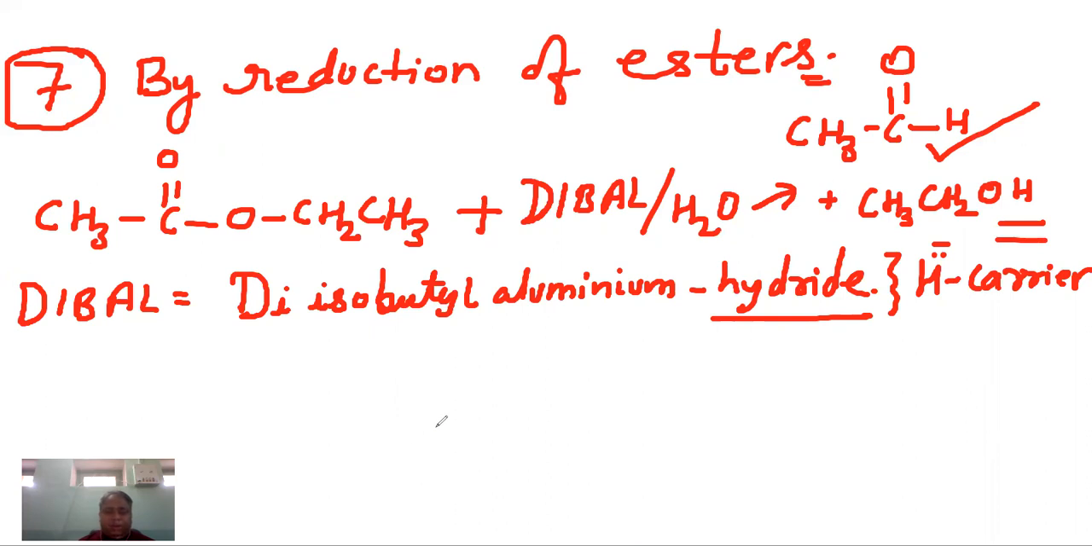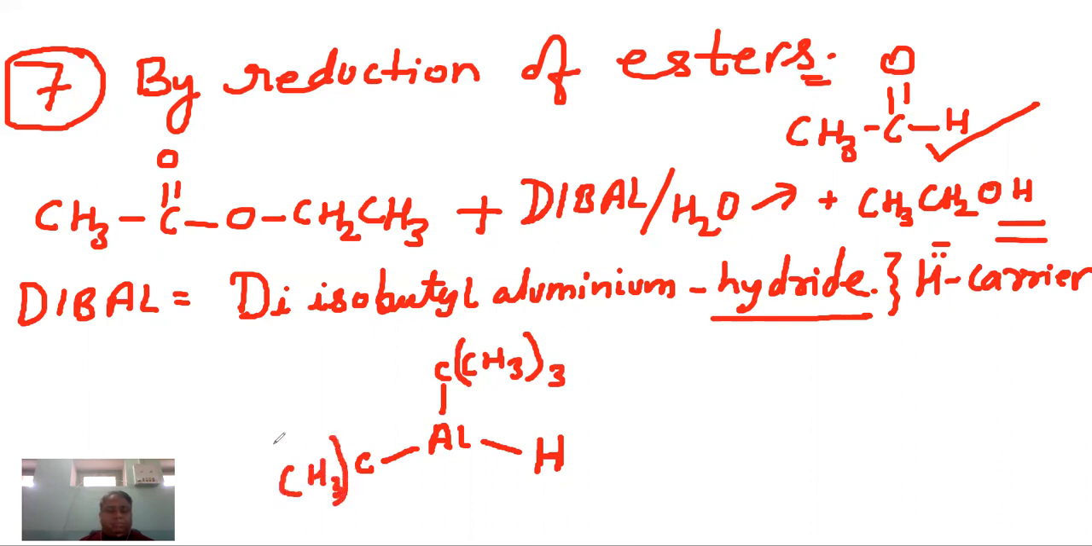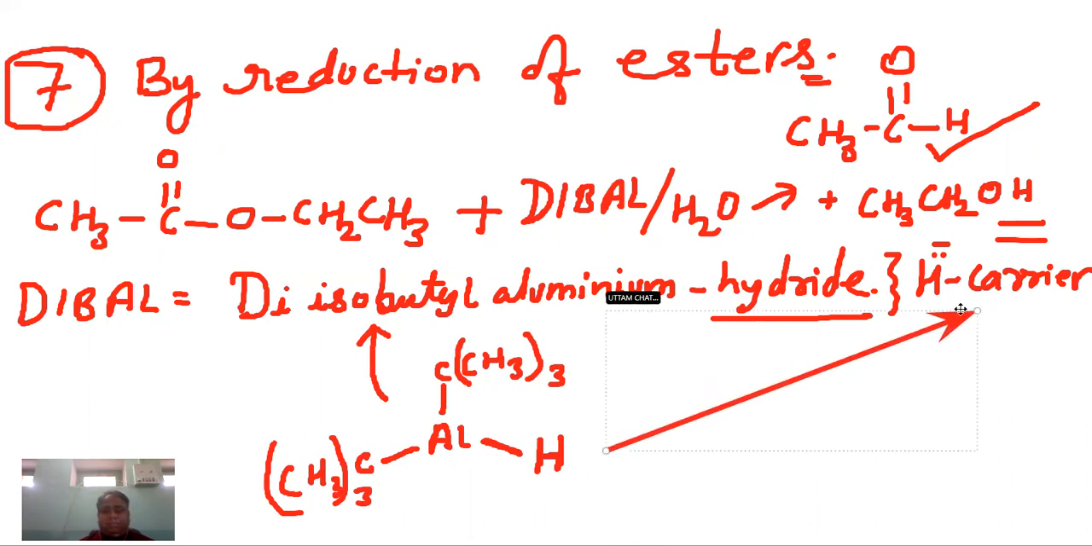Now, if it is aluminium, 1, 2, and 3. One side hydrogen, hydride, and another side isobutyl. So this is called diisobutyl aluminium hydride. So this is a hydride donor. So it acts as a reducing agent.